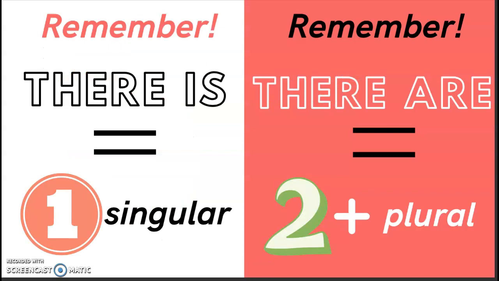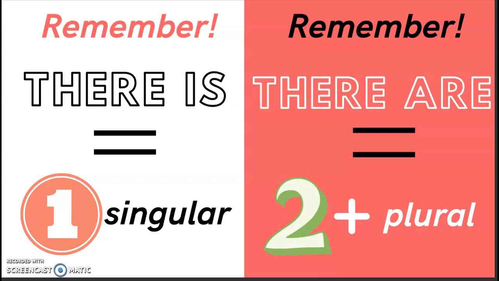So, let's remember first, there is used for singular. When there is only one thing, for example, there is a banana, or when we talk about things that we cannot count, cosas que no podemos contar. For example, there is some water, right? We can't count the amount of water. There is some milk, right?